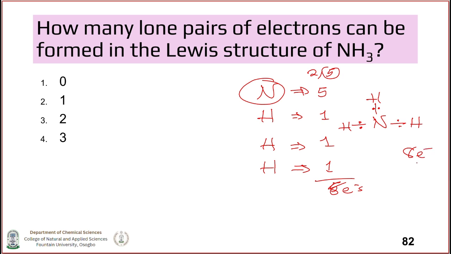Total 8 electrons, 6 used to make bonds. How many do we have left? 2 electrons. The 2 that we have left are going to be used as a lone pair of electrons. So the answer here is number 3, which is 2.